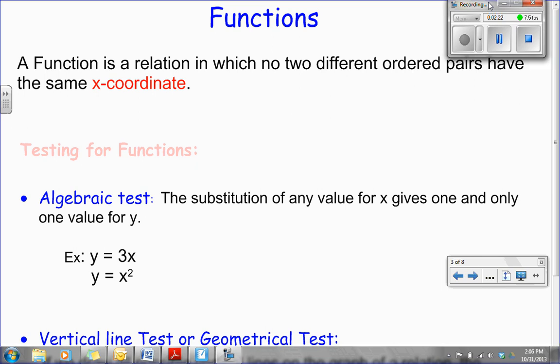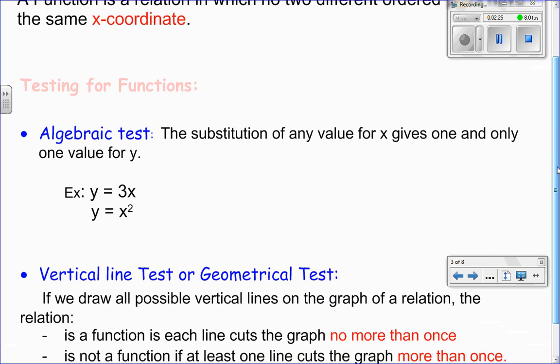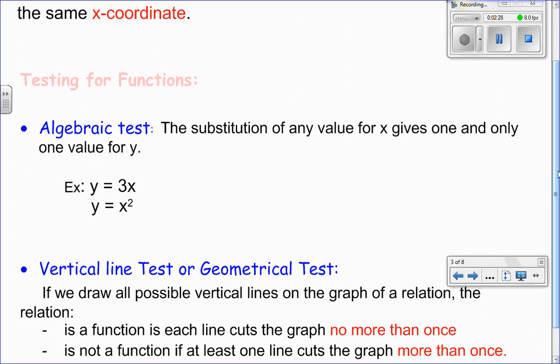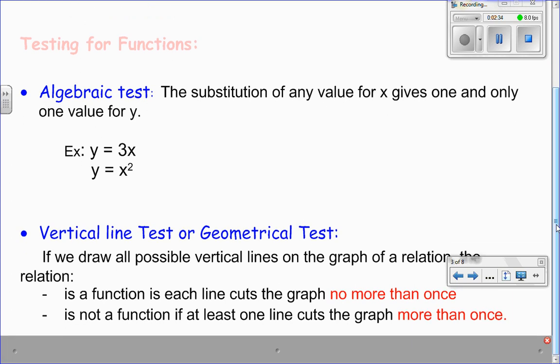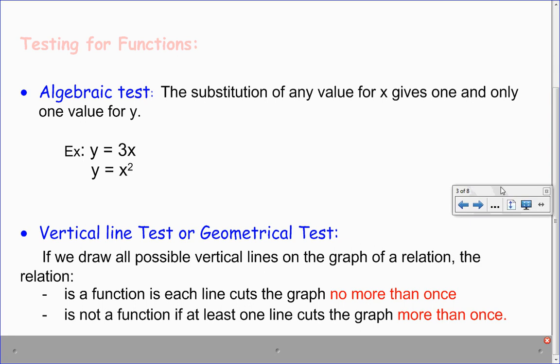There's the algebraic test, which is the substitution of any value in for x gives us one and only one value for y. And then there's also the vertical line test, or the geometrical test. For this we need a graph, or we need to be able to produce a graph in order to test it. So if we draw all the possible vertical lines on a graph of a relation, the relation is a function if each of the lines cuts the graph no more than once, and it's not a function if at least one of the vertical lines cuts the graph more than once. And we'll look at that.